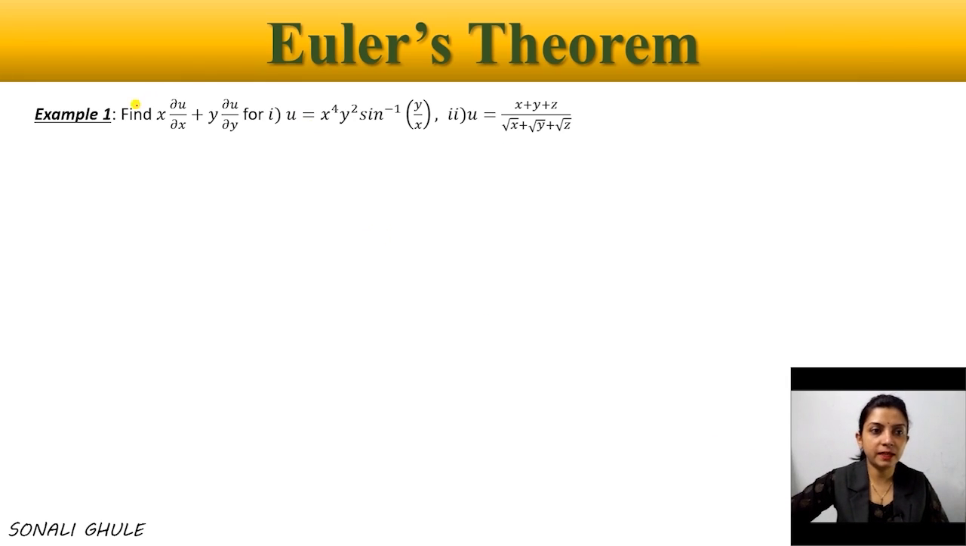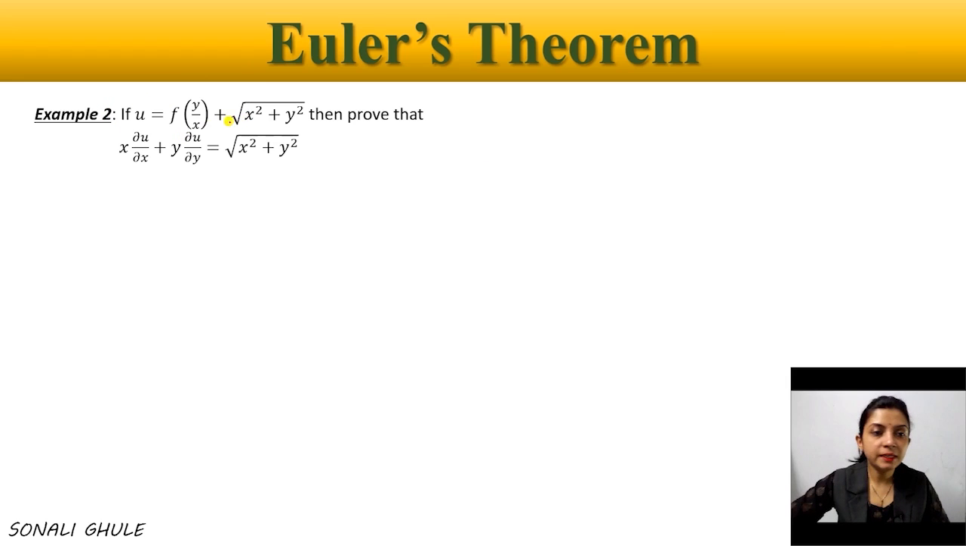Now this is the next example. Yes, here it is our second example. If u is equal to f of y upon x plus root x square plus y square, then prove that x into dou u by dou x plus y into dou u by dou y is equal to root x square plus y square. This we have to prove.